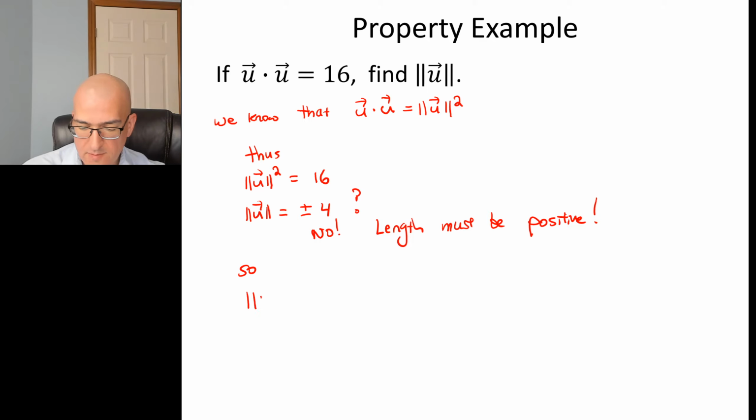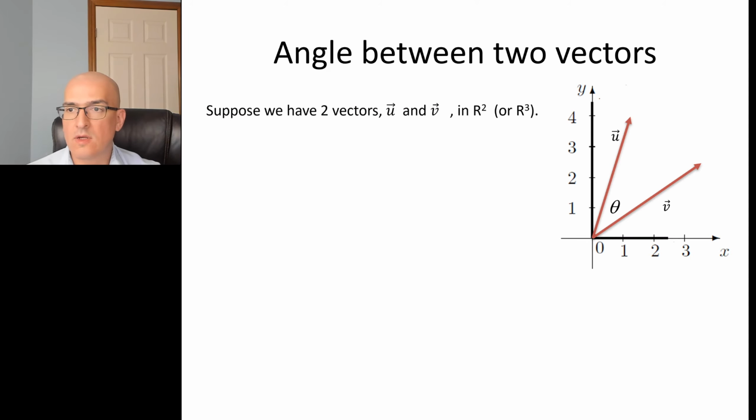So the length of u is equal to 4. Only 4, not plus 4 and minus 4. Okay, now the interpretation. What is this dot product telling us?